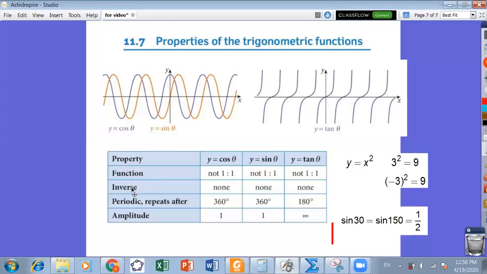The next property is the inverse. We cannot talk about the inverse if the function is not one-to-one. To have an inverse, they should be one-to-one. So for that reason, we don't have an inverse of this function. Even if we want to find one, we should restrict some intervals, but we will not do that one, so we don't have an inverse. The next property is the period, where the function repeats. I think you remember that from the previous lesson.